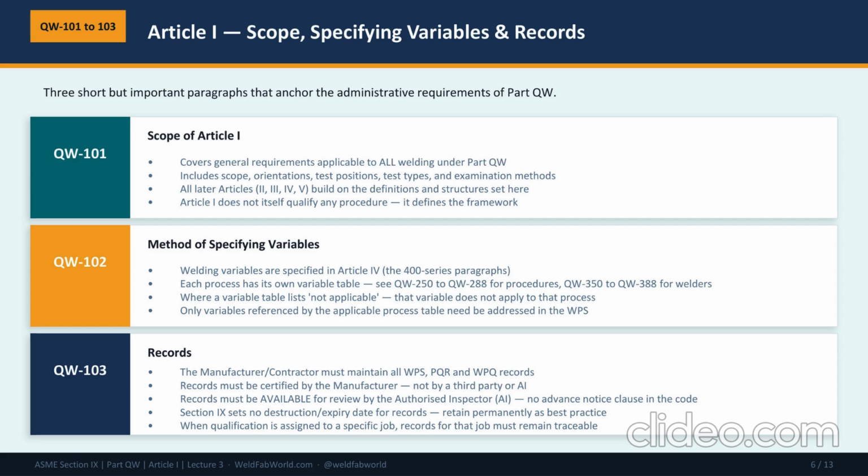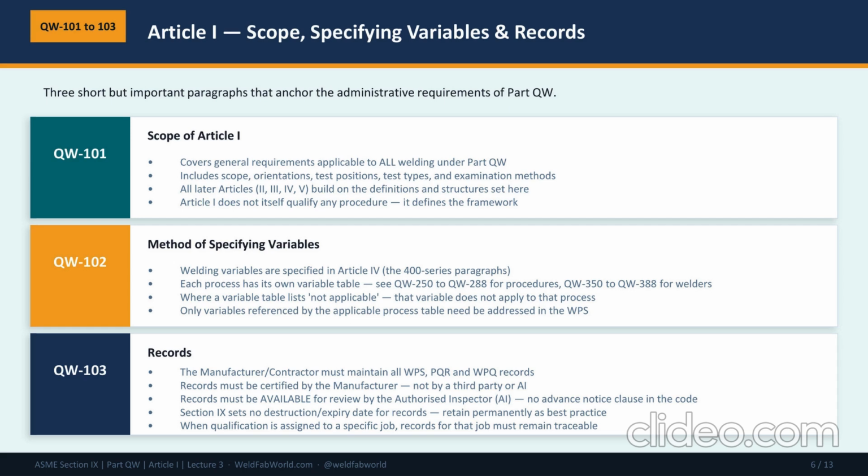QW 102, Method of specifying variables. Welding variables are specified in Article 4, the 400 series paragraphs. Each process has its own variable table in QW 250 through QW 288 for procedure qualification, and in QW 350 through QW 388 for performance qualification. An important practical point is embedded here.